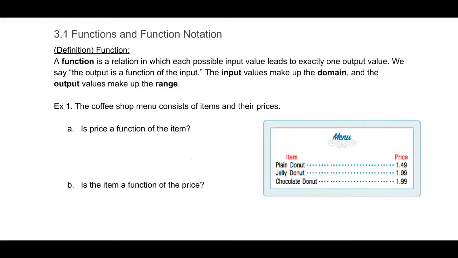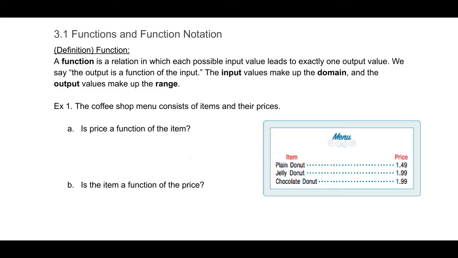Section 3.1, Functions and Function Notation. A function is a relation in which each possible input value leads to exactly one output value. We say the output is a function of the input. Okay, and function notation here. The input values make up the domain, and the output values make up the range.